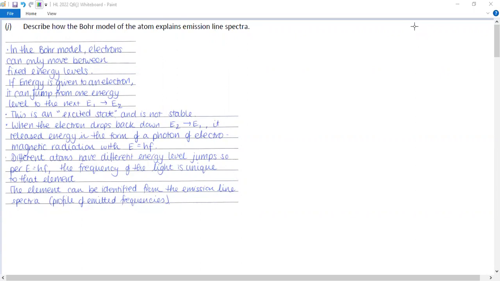Today we're going to have a look at the higher level 2022 paper question 6J. We have done most of the short questions at this stage and we'll eventually get to all of the paper, but J is what we're looking at today. It's a nice question about the Bohr model.